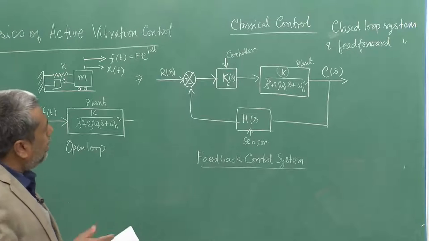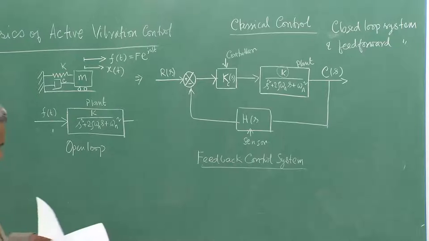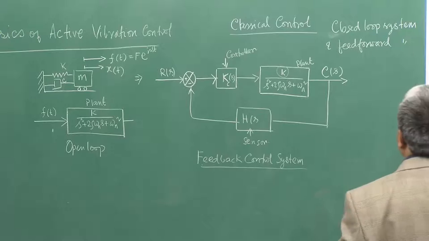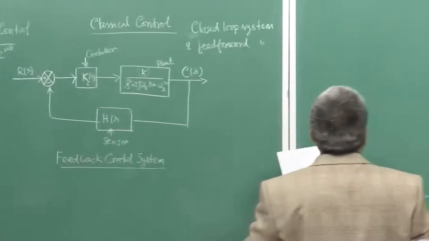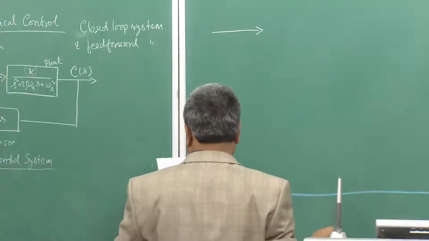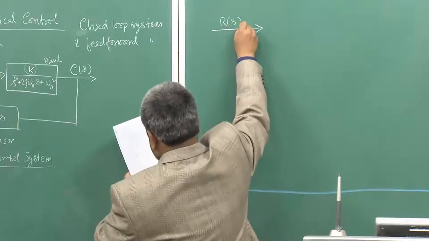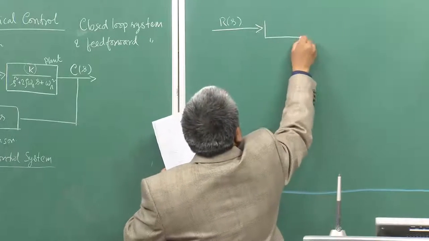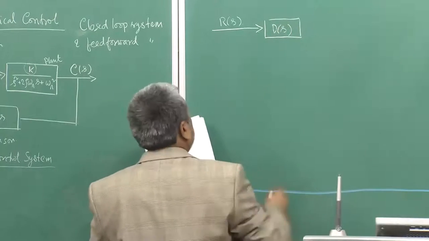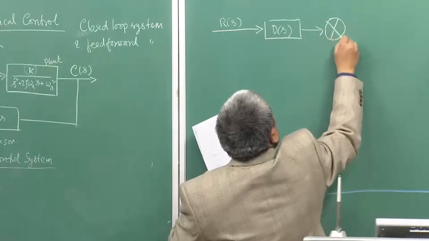However, there are several varieties. For example, you can have a feed forward system, and the feed forward system works very well when you know what the disturbance is that the system will be subjected to. So for this kind of system, we have the reference signal here, and suppose there is a disturbance here, D(s), and that disturbance is coming to the summing junction here.